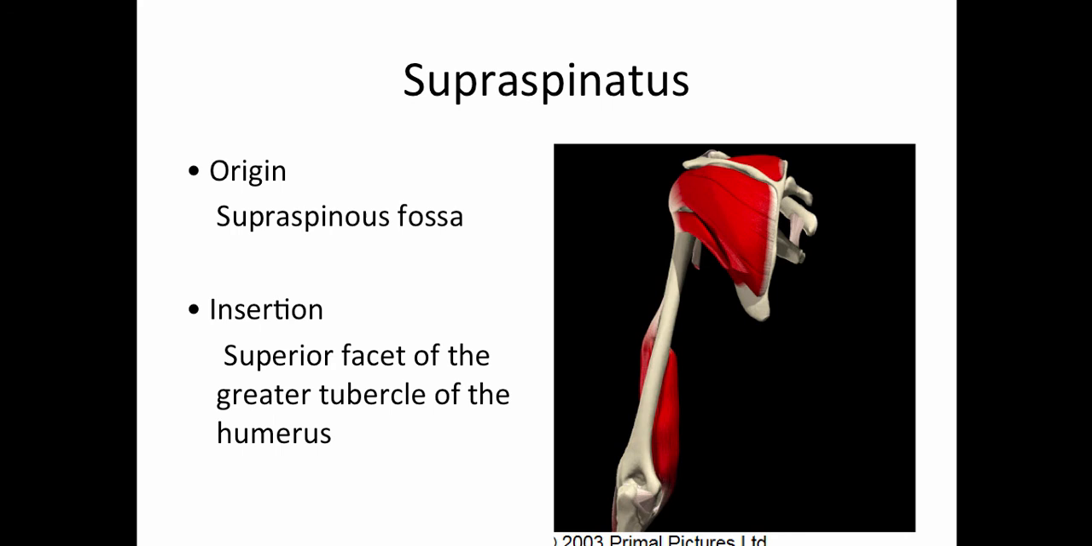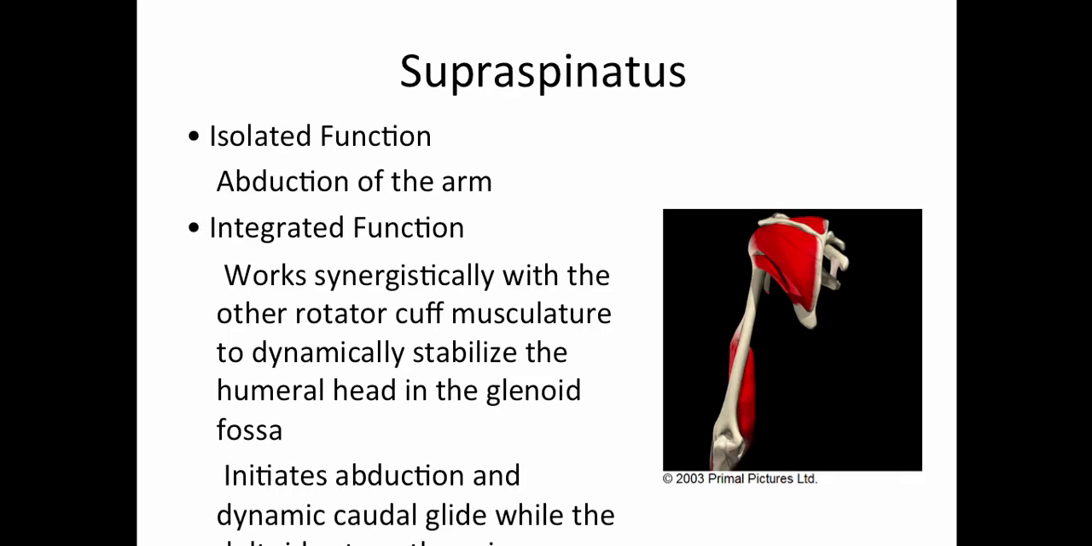The origin of the supraspinatus is the supraspinous fossa. The insertion is at the superior facet of the greater tubercle of the humerus. The isolated function of the supraspinatus is abduction of the arm. The integrated function is that it works synergistically with the other rotator cuff muscles to dynamically stabilize the humeral head in the glenoid fossa. It initiates abduction and dynamic caudal glide, while the deltoid acts as the prime mover during shoulder abduction.